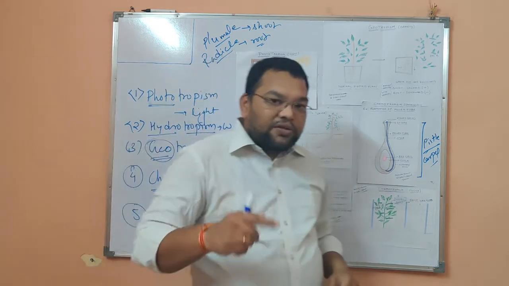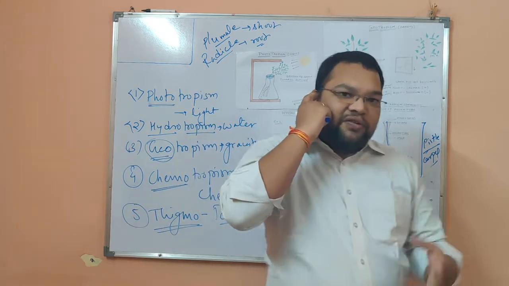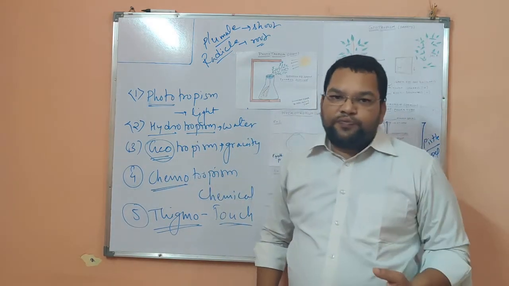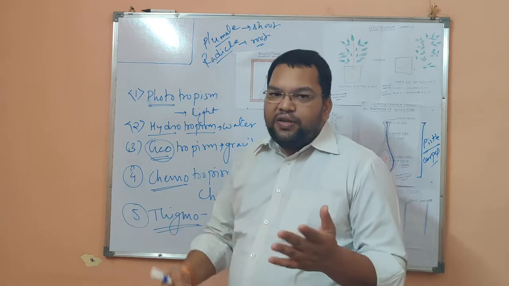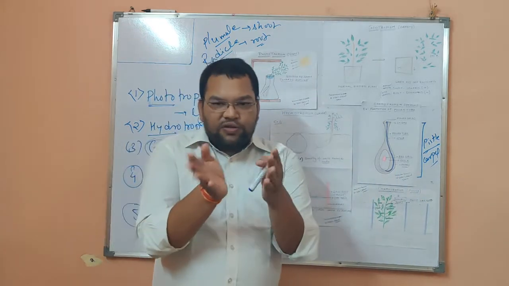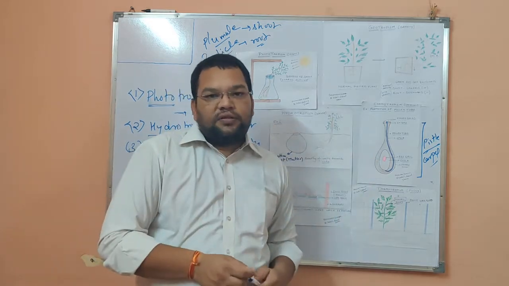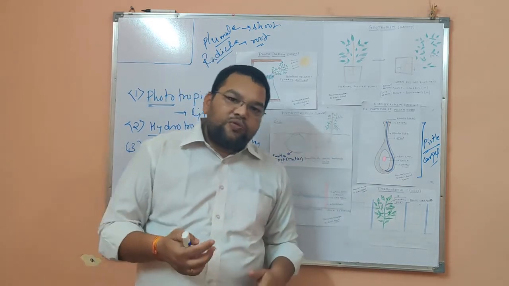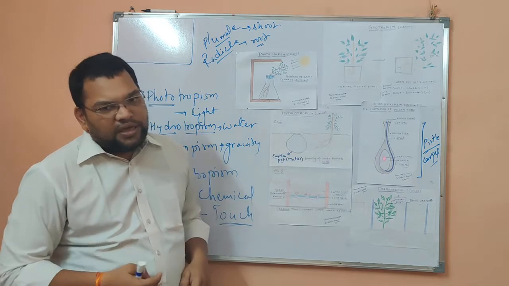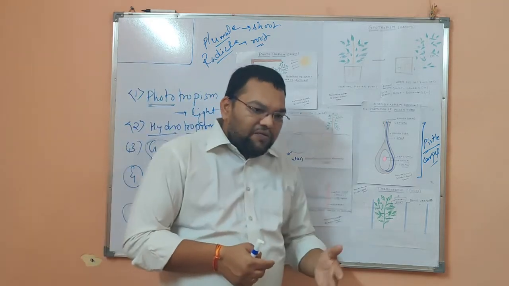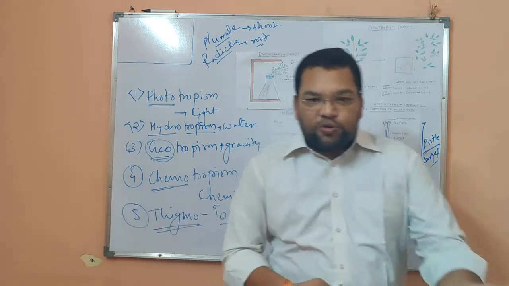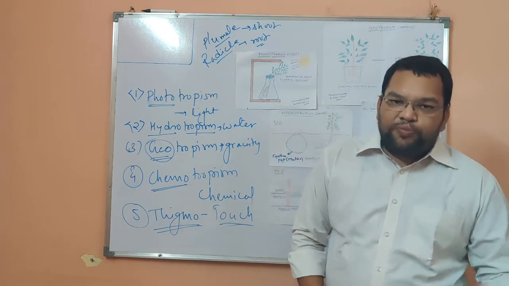Now this movement is also seen in the evening plant also. Now many plants in the evening fold their leaves, and when the sun rises again they open their leaves. So this type of movement is known as nastic movement, which is non-directional, and the movement which has direction toward the stimulus is known as tropic movement.